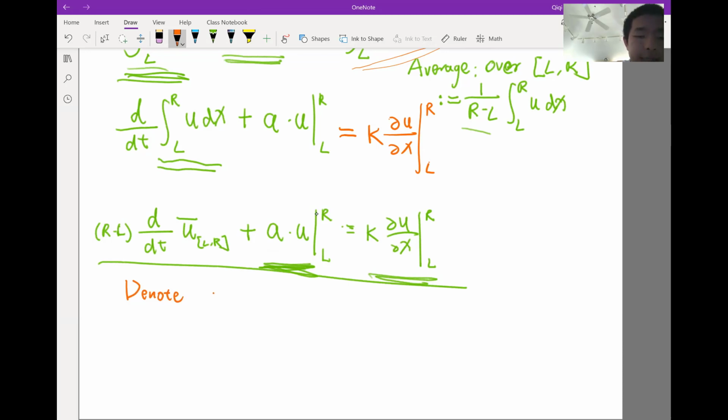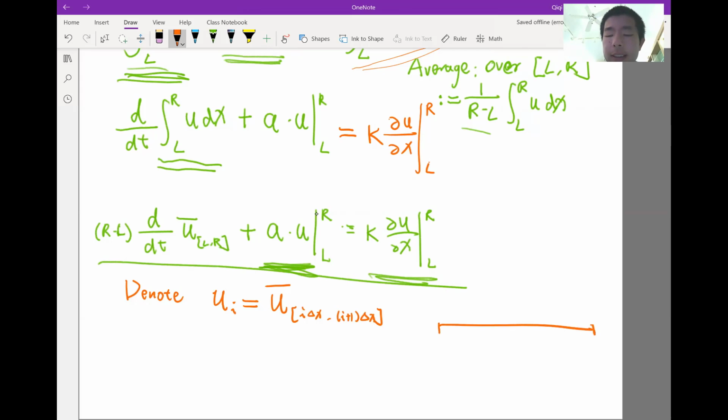If we denote in this case ui as the average value between i delta x and (i+1) delta x. So this is like we have split the space, let's say 0 and delta x and 2 delta x. The average between here is going to be called u0. And the average between delta x and 2 delta x is called u1. The average over the next interval is going to be called u2, etc. Okay?